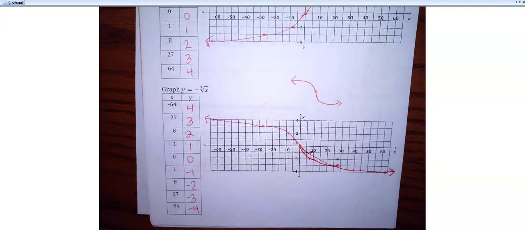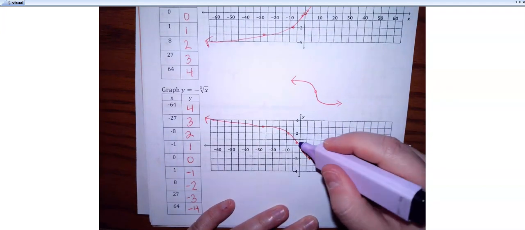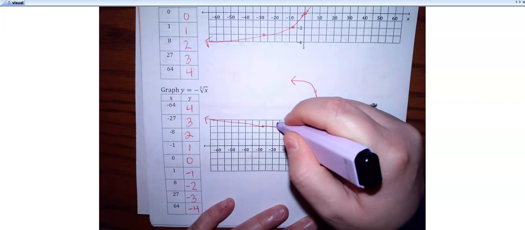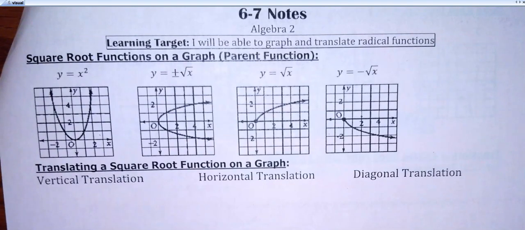Sorry guys, my graph got a little rough because I was confusing it with the square roots that we were just doing on the front. So it should look something like this in general. And this is what we're going to actually sketch today. Okay, so this is what we're doing today, to graph these and shift them around.